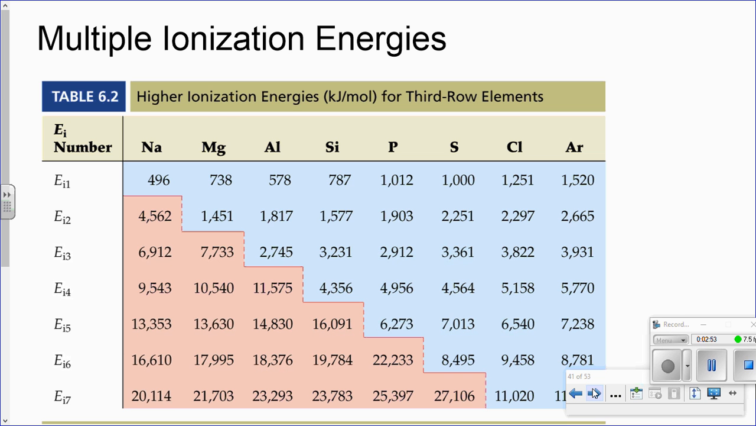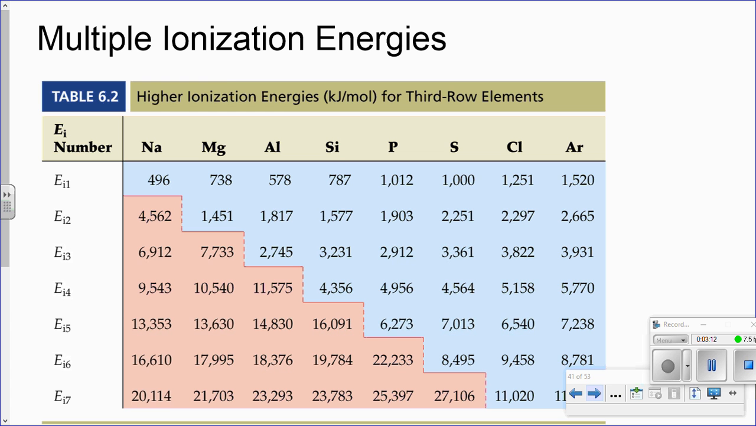Now, if we take a look at the table of first ionization energies, you'll notice as I move from left to right on a periodic table, they indeed go up. Those numbers go up. Now, when we have something called multiple ionization energies, we're looking for patterns. To remove one electron is not too bad.